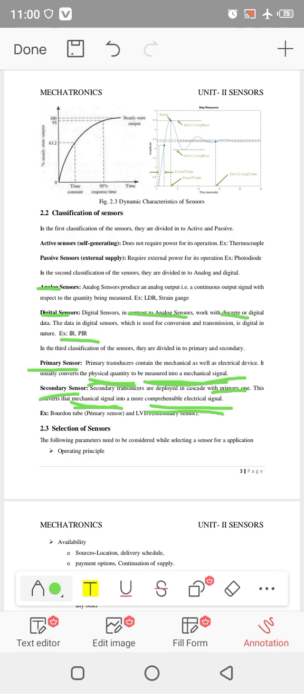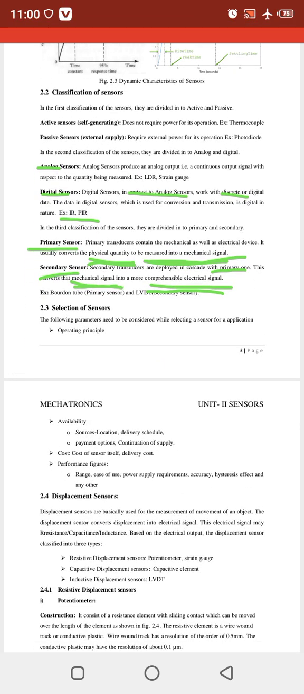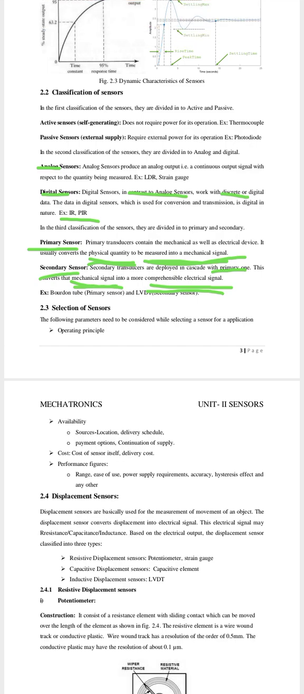This is the classification of sensors. We will see in the next class, the third lecture, the selection of sensors, and we will understand in detail what a displacement sensor is, what a motion sensor is, and what a force sensor is. We will explain these on this channel.